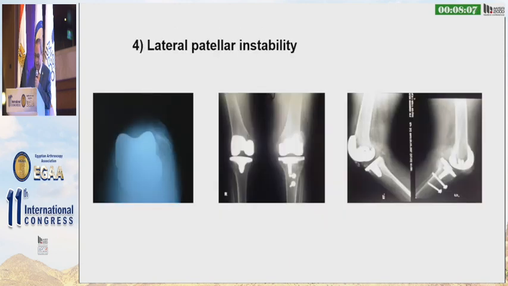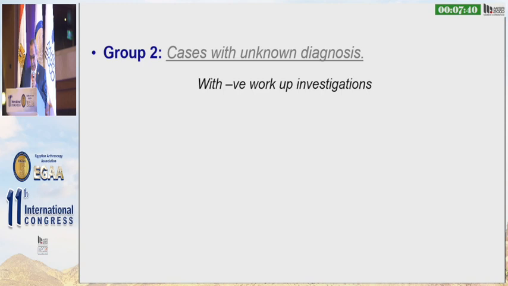Lateral patellar instability. This is easily diagnosed by the history, the clinical examination, as well as the plain X-ray. In this lady, I performed proximal and distal realignment for her. Now I shift to group 2, cases with unknown diagnosis or with negative workup investigation.